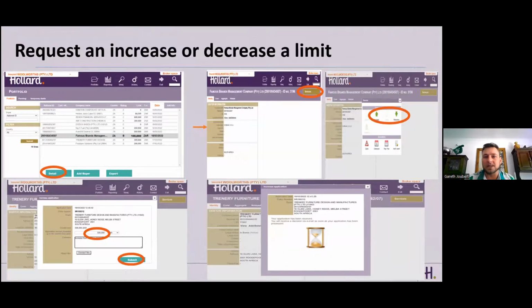If you want to increase or decrease cover, so instead of adding a buyer now, you're going to choose detail. So you first select the client that you're in, Famous Brands, select detail. Then now you're in Famous Brands, click services. From services, then you can choose to increase or decrease your credit limit. And then you type in what the new credit limit is and you click submit and then we'll work on it.